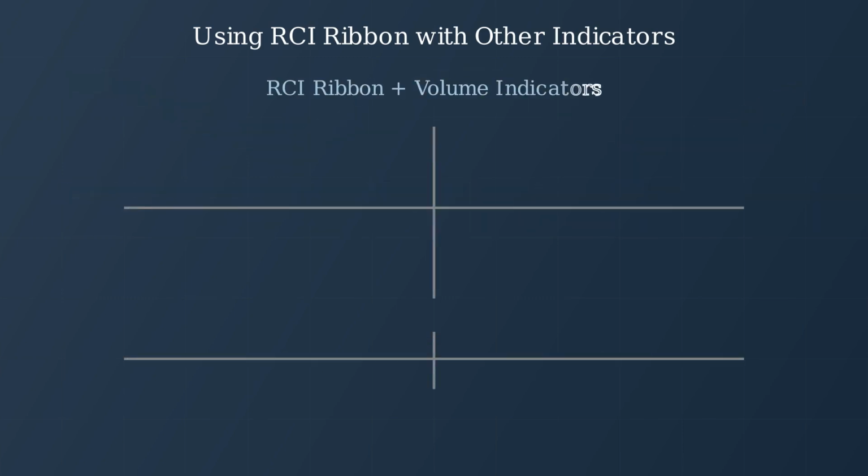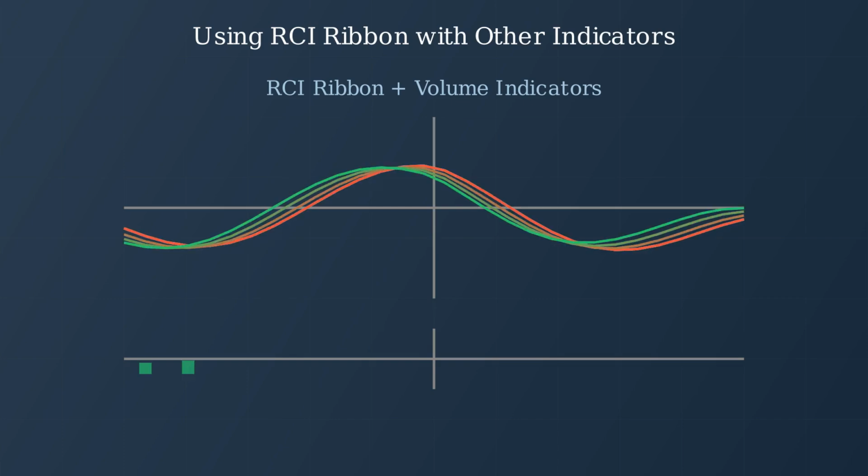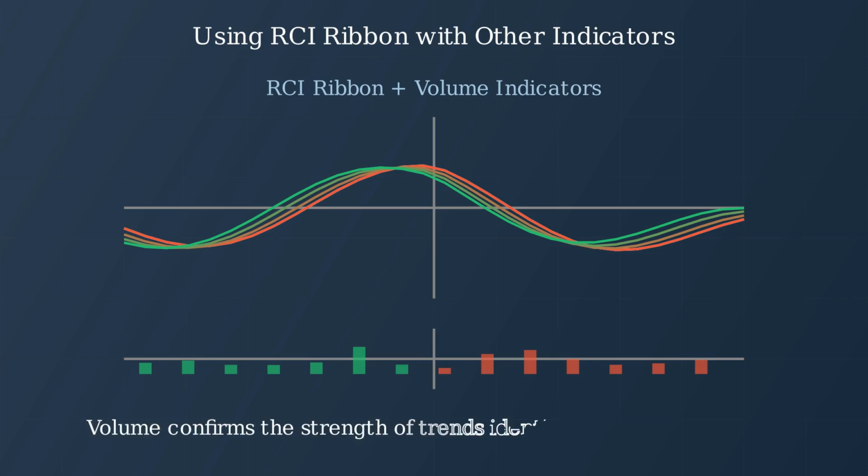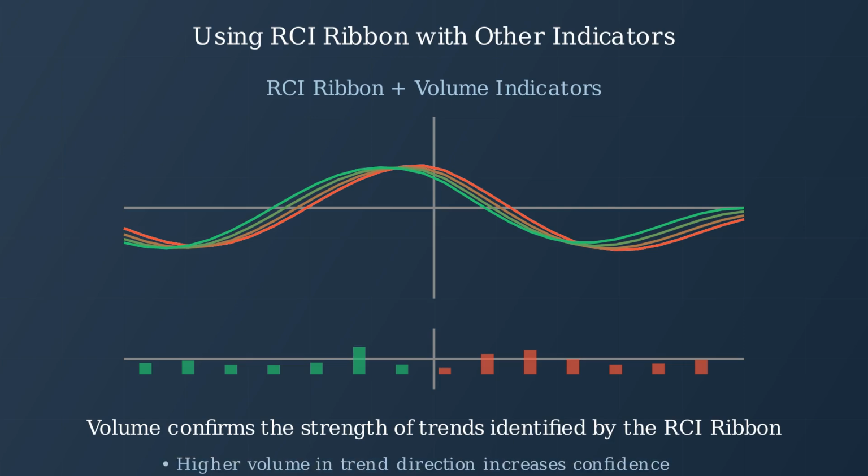Volume indicators work exceptionally well with the RCI Ribbon to confirm the strength of identified trends. When the RCI Ribbon shows a bullish trend with clear separation between lines, high volume confirms the strength of this upward movement. Without volume confirmation, even a strong ribbon pattern might be less reliable. Volume adds the crucial dimension of market participation.